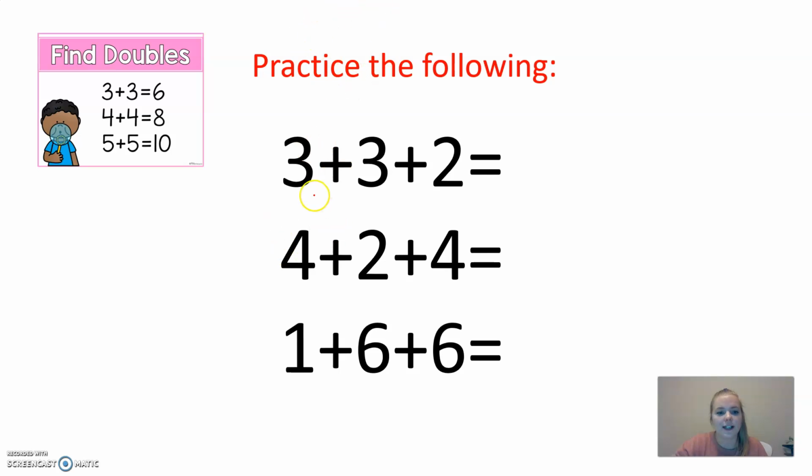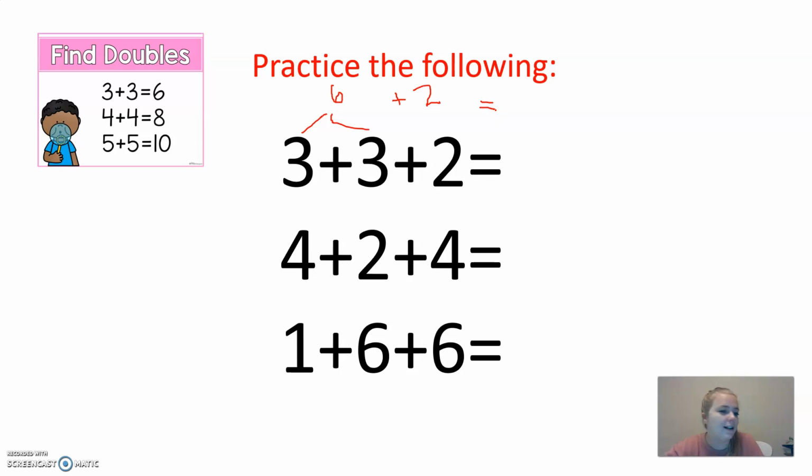Okay, so the first thing I need to do is find the doubles in my problem. So I'm going to start with this one. 3 plus 3 plus 2. Well, I see 3 and 3. That's my doubles. What is 3 plus 3? That's right, it's 6. So is my answer 6? Am I done? Nope, I've got to make sure I go back and add my 2. So then I have 6 plus 2.